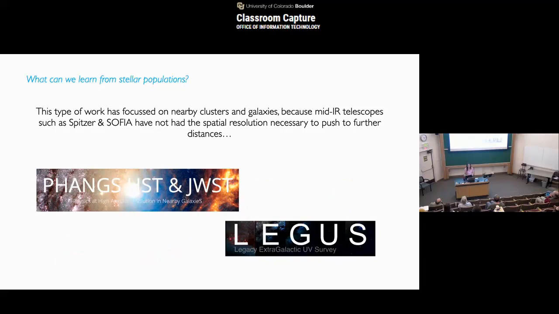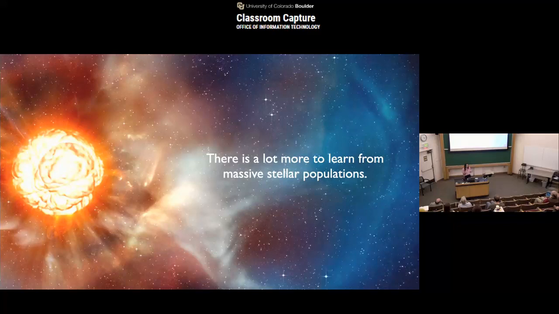There are already great archival resources that can be used. So there's the LEGUS survey, which was an HST survey looking at young clusters across a range of metallicities. There's also the FANGS HST and JWST survey, and there's going to be an absolute ton of stellar clusters in there. And again, it's probing distances and metallicities that we just cannot access at the minute. So there's lots of work to be done. The takeaway from that is that there's still a lot more to learn from massive stellar populations.